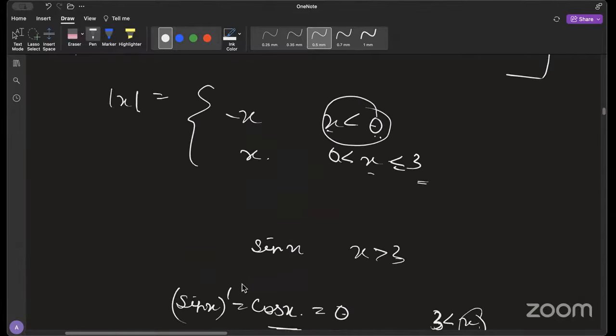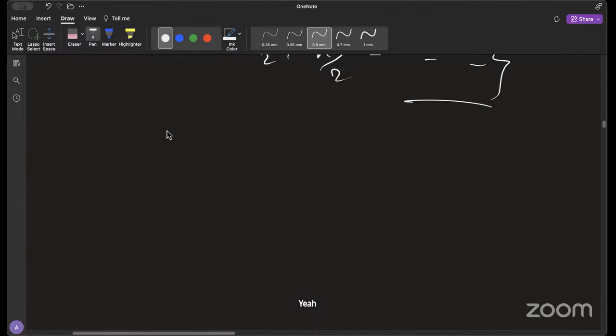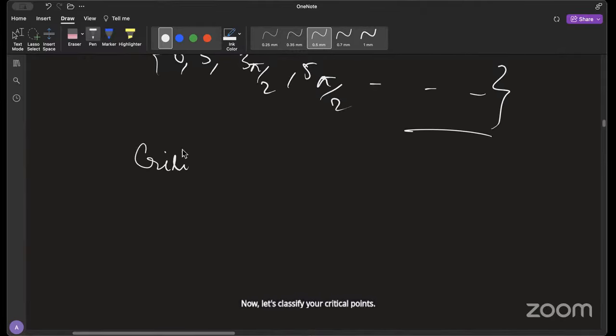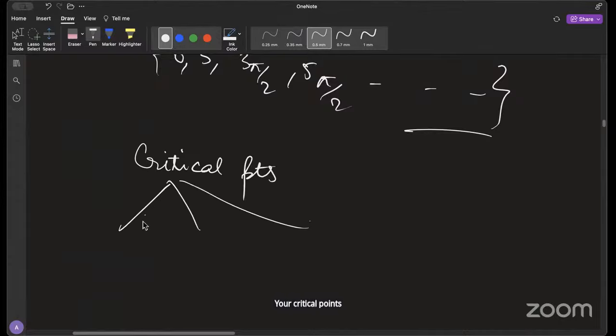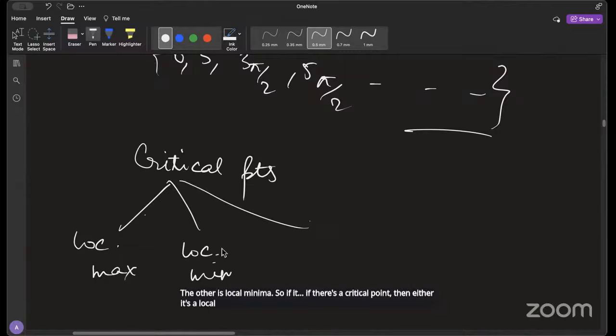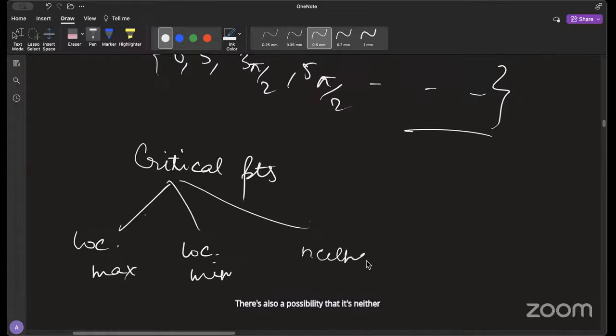Now let's classify your critical points. Your critical points are further classified into 3 types. One is local maxima, the other is local minima. So if there's a critical point, then either it's a local maxima or a local minima, or there's also a possibility that it's neither of them, right?